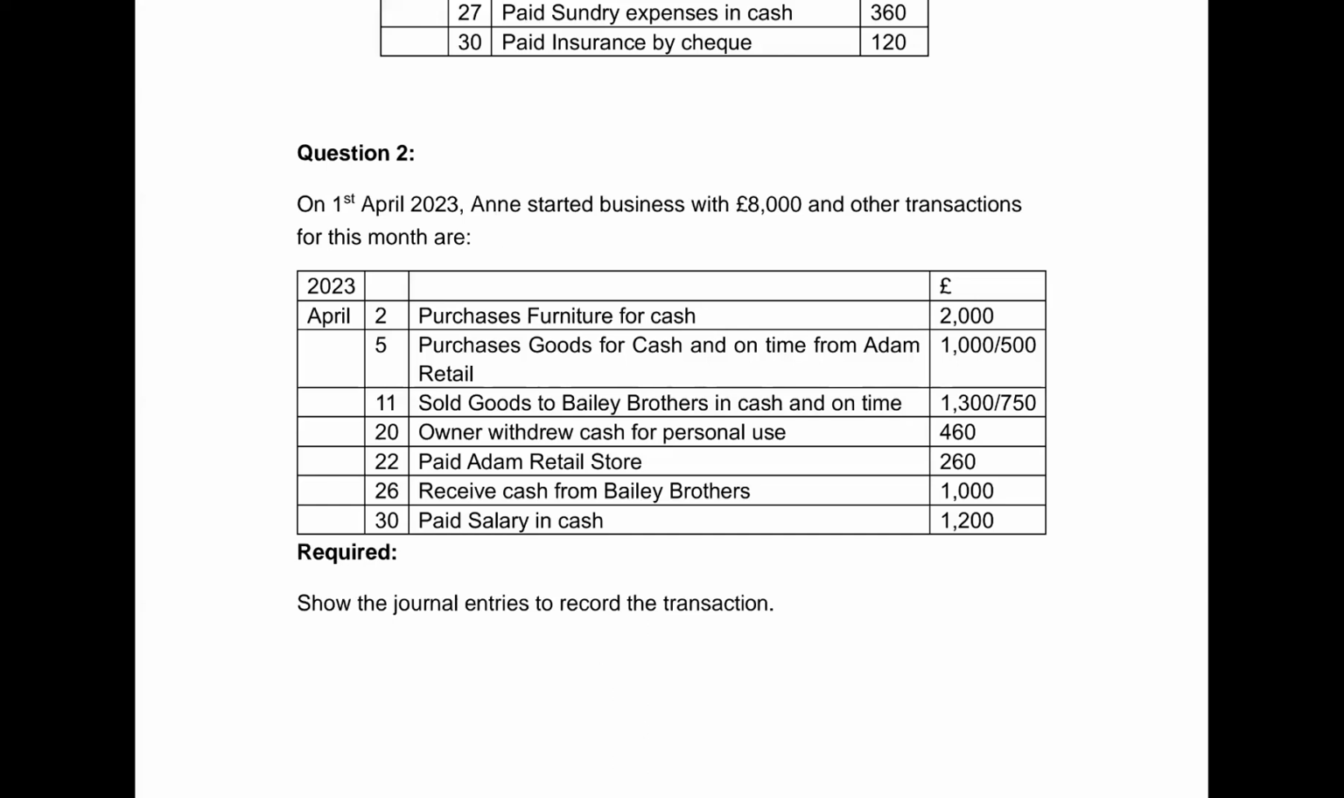On 1st April, Anna started business with 8,000 and other transactions for this month are April 2nd and so on. What are you required to do? We are required to show the journal entries to record the transaction. That's all you need. Simple. Show the journal entries.